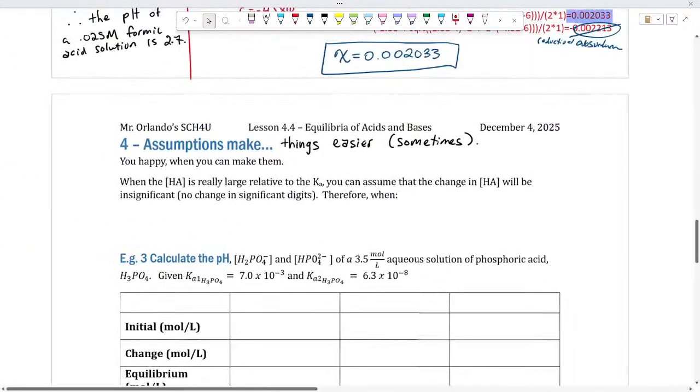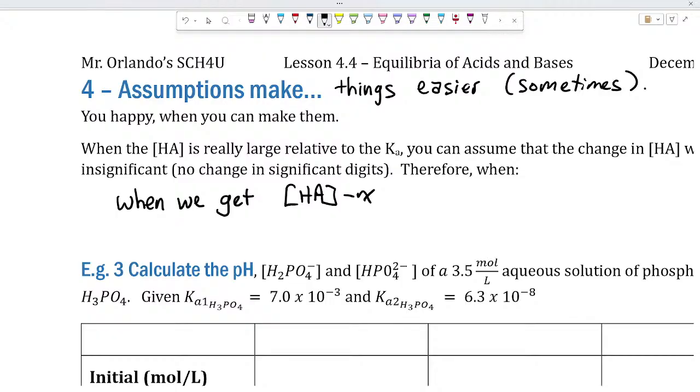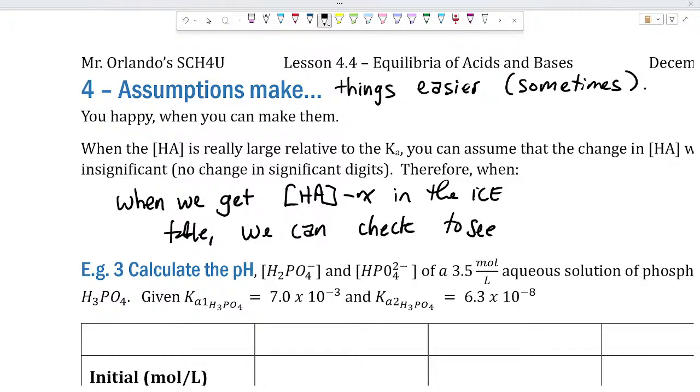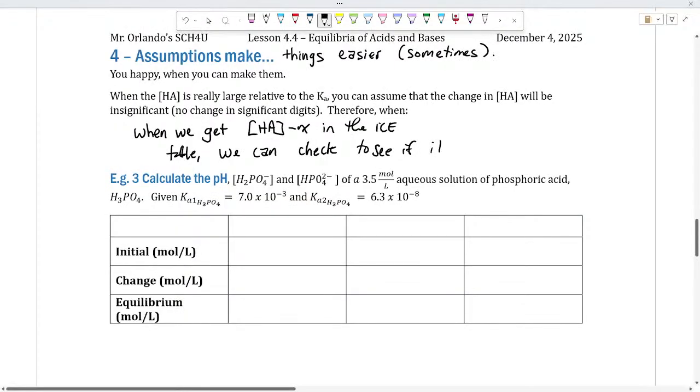We're going to come over here and we're going to say, when we get the concentration of HA minus x in the ICE table, we can check to see if it will likely change.